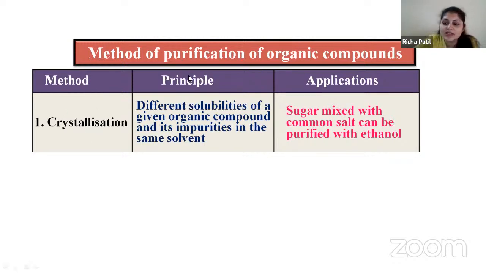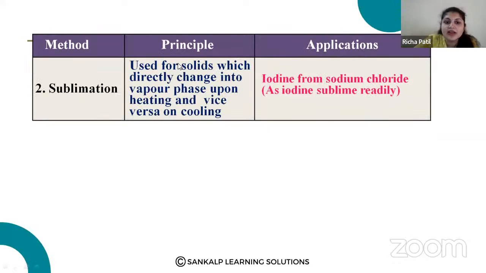What is the principle behind it? The different solubilities of a given organic compound and its impurities in the same solvent. Then you are purifying your compound. Whatever compound you get will be in crystal form. That is your crystallization. The application: sugar mixed with common salt can be purified with ethanol. Ethanol is alcohol.